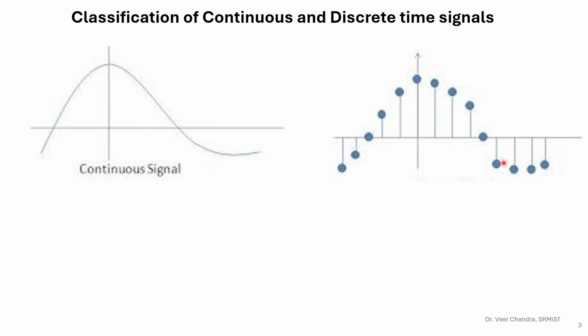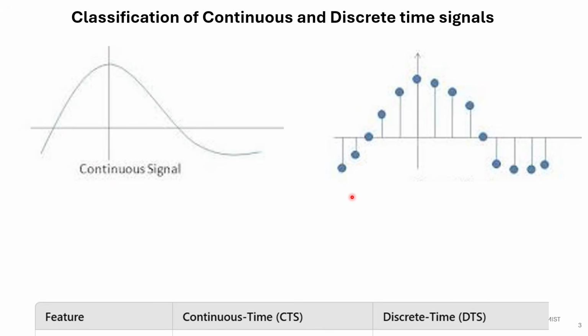But in discrete, not for all values, you have only particular values of y for particular values of the time, that is the x, right? So here, for t equal to 0 you have a certain output, that is y. For t equal to, suppose this is 1 second, then at 1 second you have a certain output, but in between there is no y value for these values of x. So the signal is called discretized in the time domain, right?